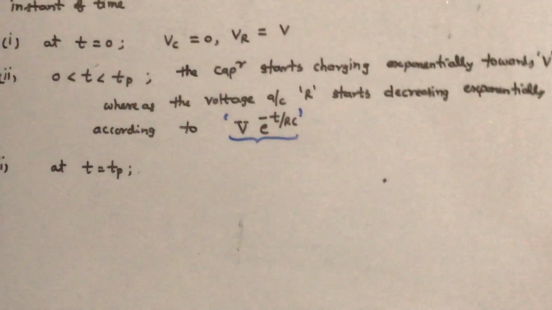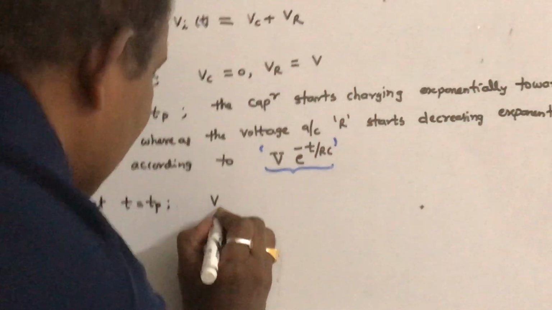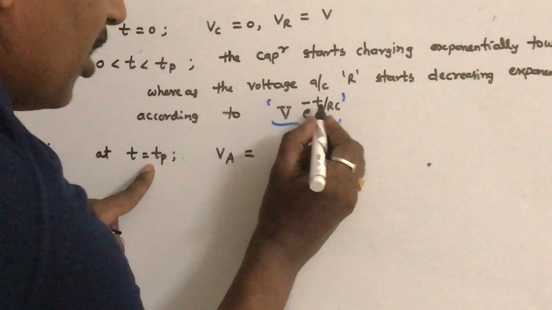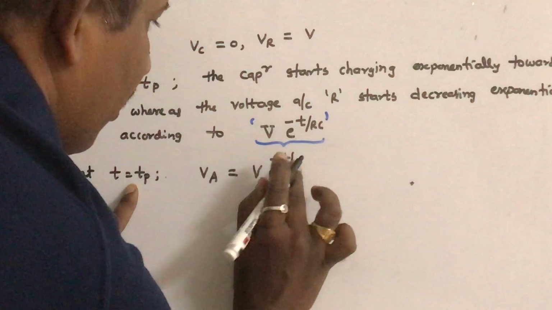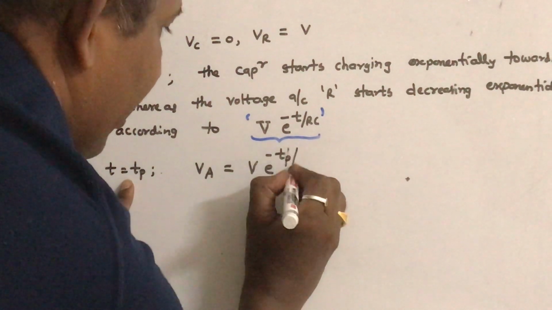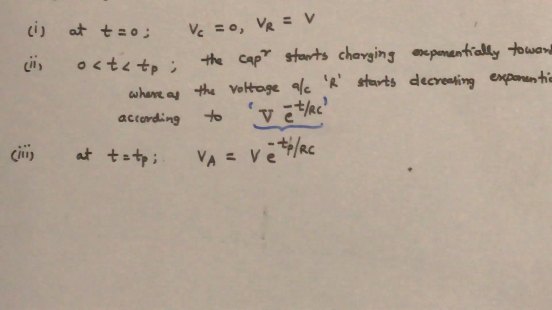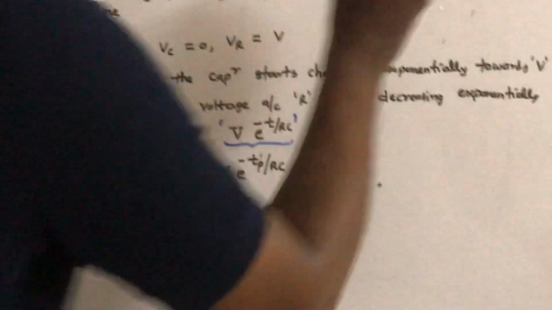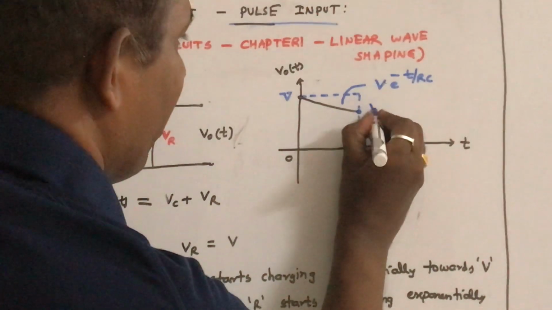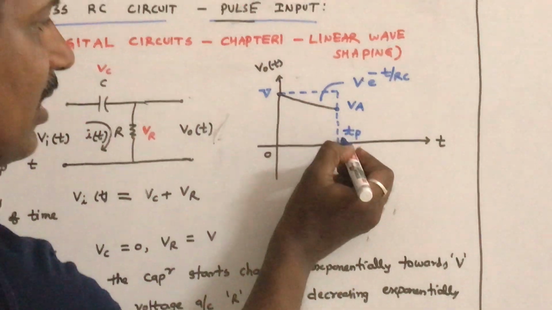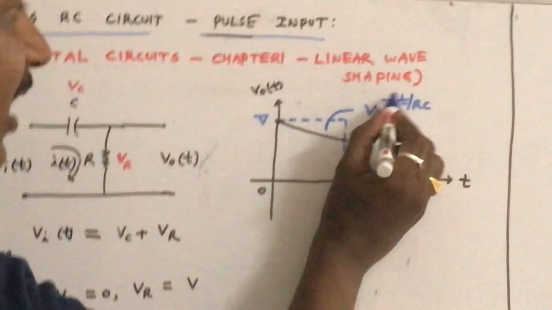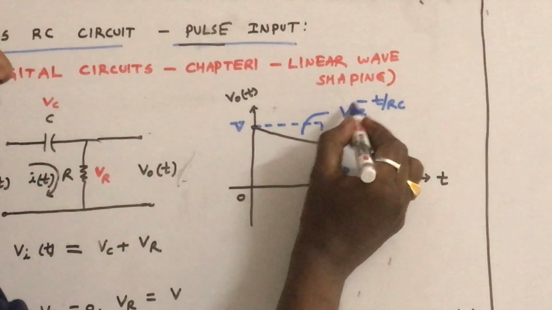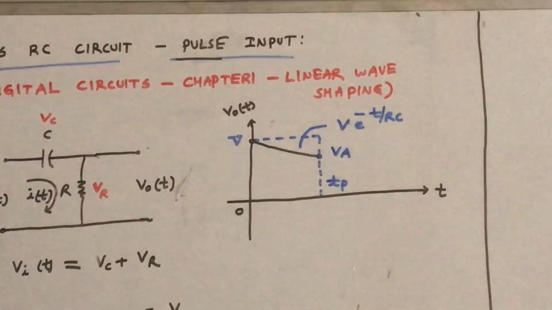let us call the voltage across the resistor as, say, VA. So substitute t is equal to Tp in this equation. This is the voltage across the resistor at time t is equal to Tp, and let us call this voltage VA. What is the voltage across the resistor at t is equal to Tp? Simply substitute Tp in this expression. So VA is equal to V into e power minus Tp by RC.